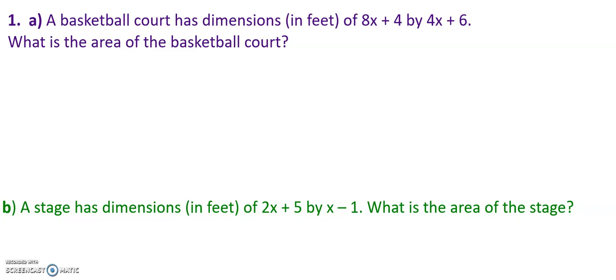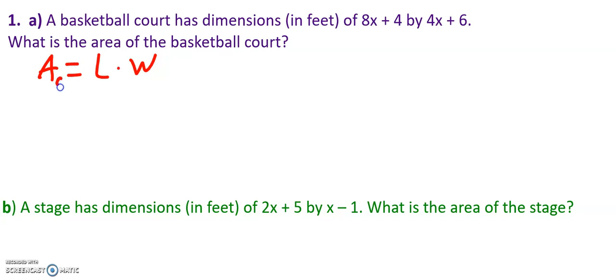So, first we need to think about what is the shape of a basketball court. A basketball court is a rectangle. Then we need to recall, how do we find the area of a rectangle? Great question. Area of a rectangle we can think of as length times width, base times height, right?